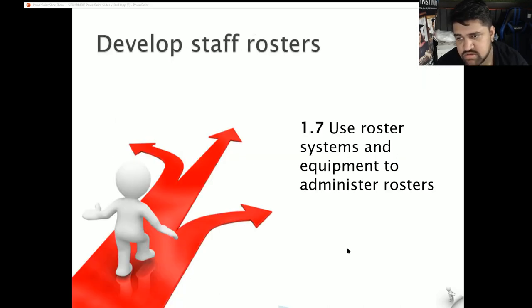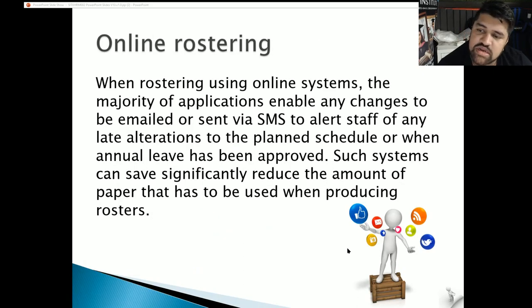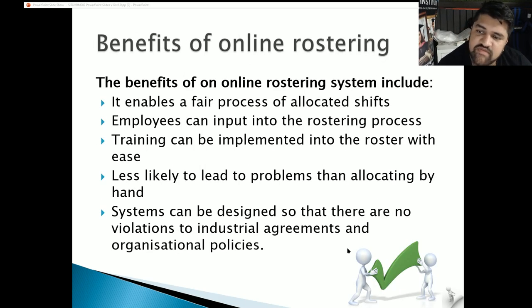Alright, 1.7. Use roster systems and equipment to administer rosters. So when rostering using online systems, the majority of applications enable any changes to be emailed or sent by SMS to alert staff of any late alterations to the planned schedule or when annual leave has been approved. Such systems can significantly reduce the amount of paper and how long it takes you to produce rosters. The benefits of online rostering systems include that it enables a fair process of allocating shifts.